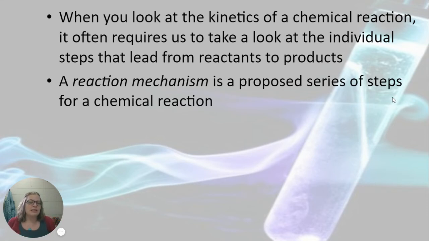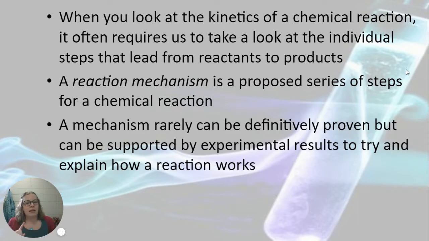And what ends up happening is that the steps that we predict happen to get us from A to B are called reaction mechanisms. So it's a proposed series of steps for a chemical reaction. A mechanism, and this is kind of the weird thing about it, is mostly a theoretical thing at this point. It is hard to prove that a mechanism is something that definitively exists. But a mechanism can be considered, quote unquote, plausible, because it's supported by experimentation and the lab data supports that this can happen.